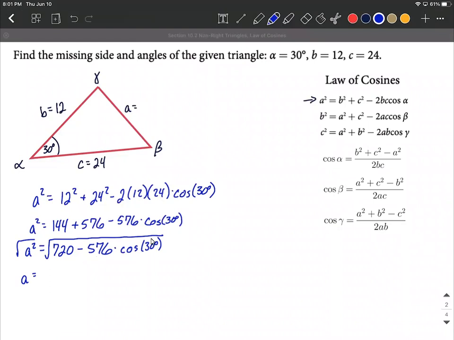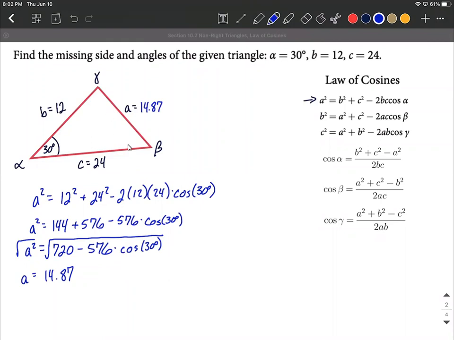Get the calculators out, make sure you're in degree mode, and take the square root of all of this. No, I wouldn't reduce down before I put it in my calculator. I put it all in at once. I got 14.87, whatever those units are, for A.